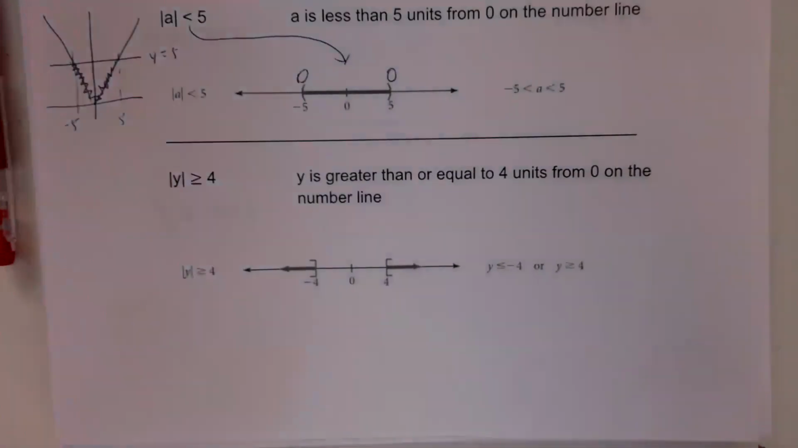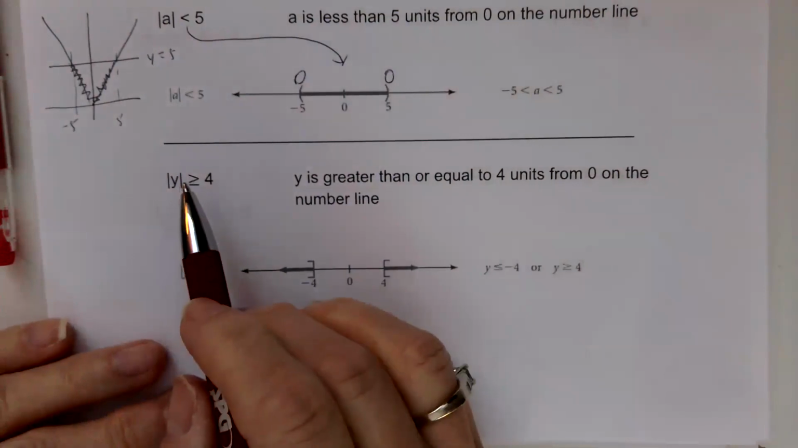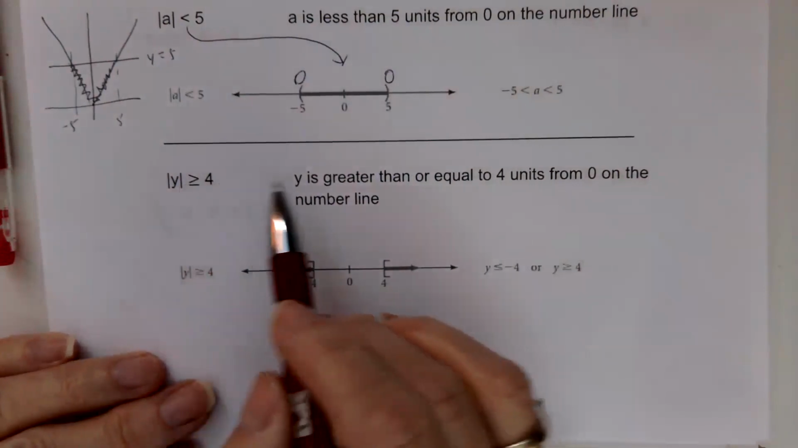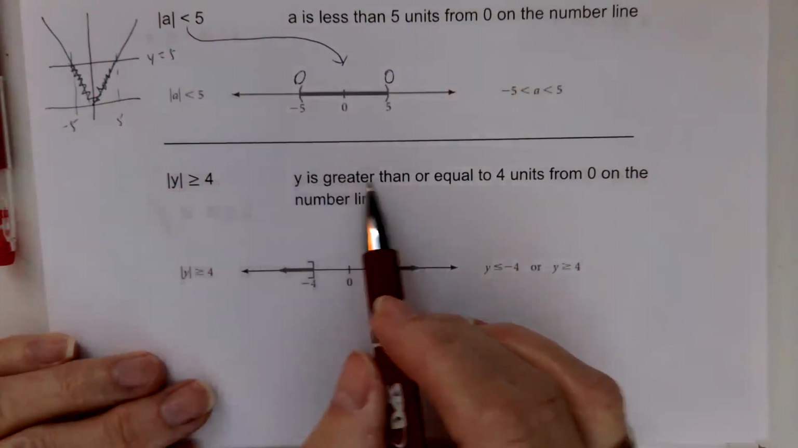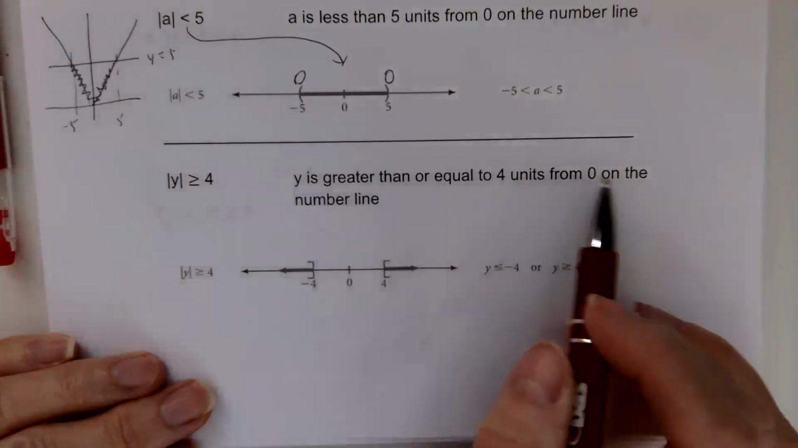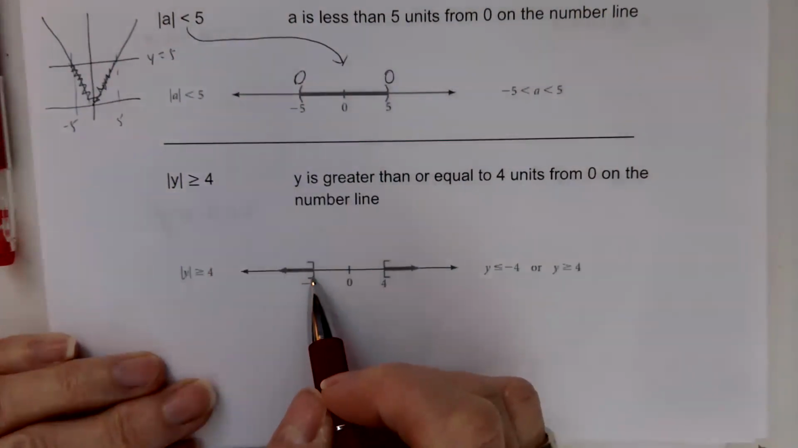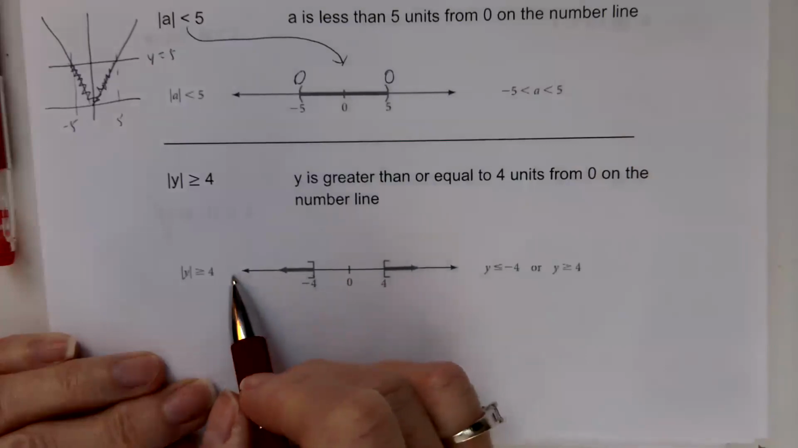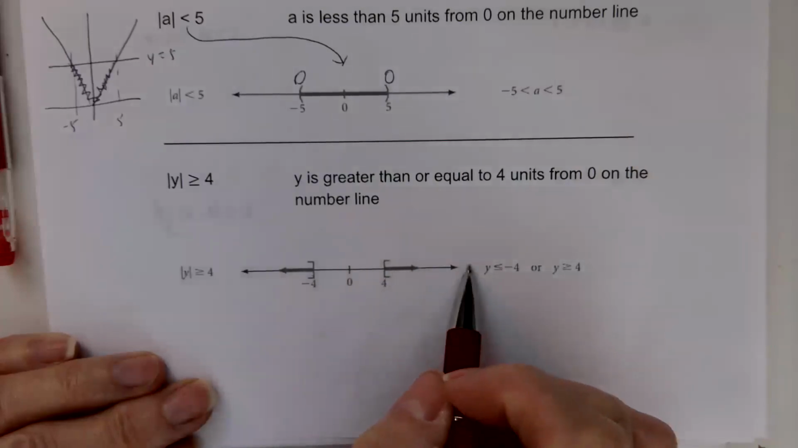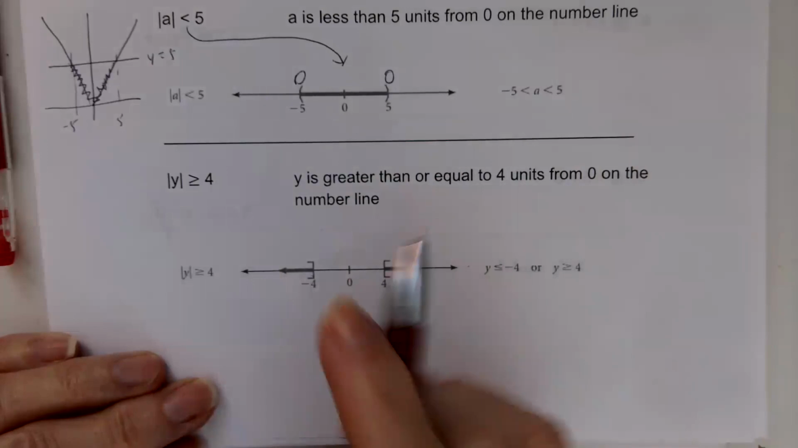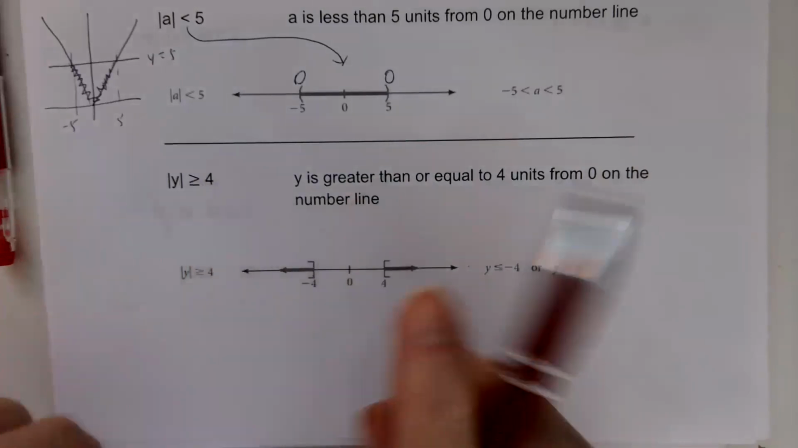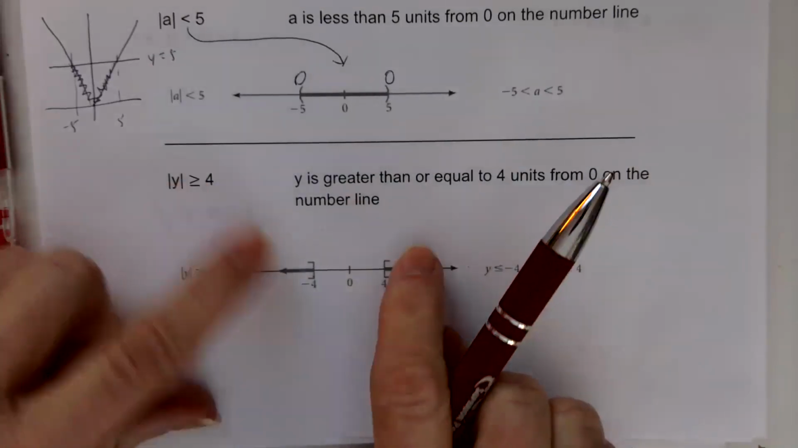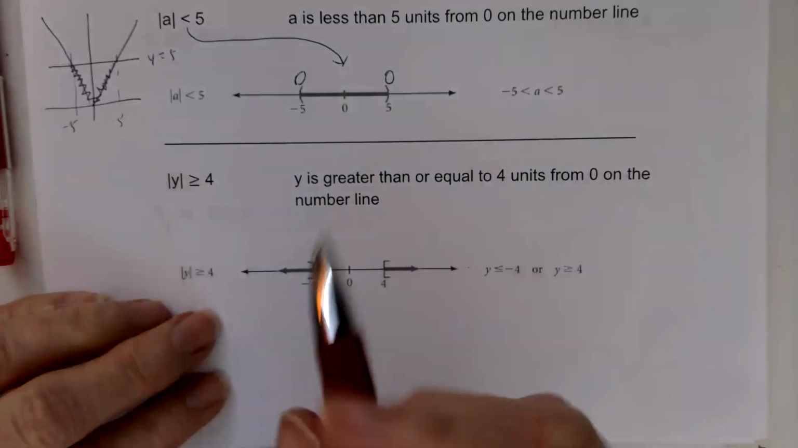Let's look at a greater than. So if the absolute value of y is greater than or equal to 4, it says y is greater than or equal to 4 units from 0 on the number line. So it's either further than -4 this way or further than +4 this way. So a greater than is an or. A greater than is two separate areas.